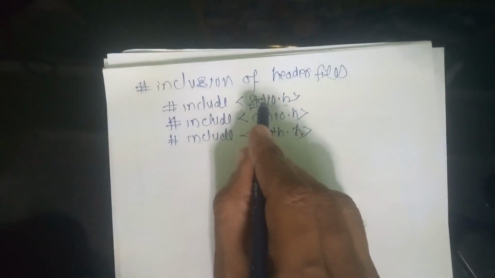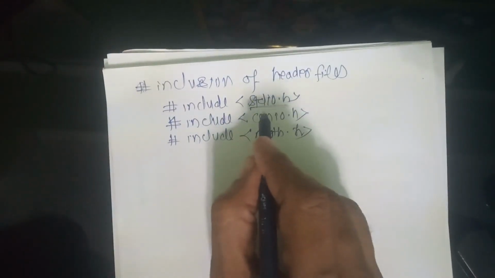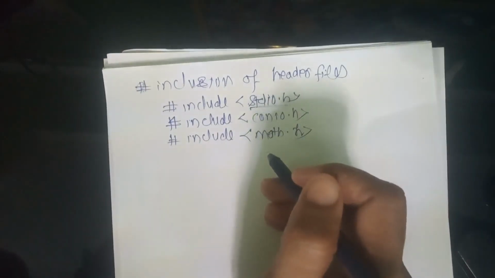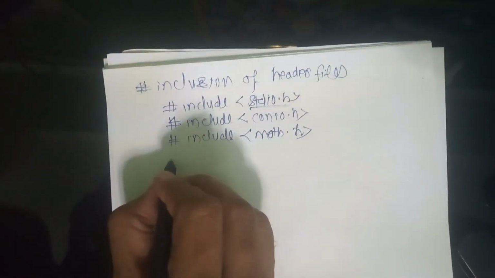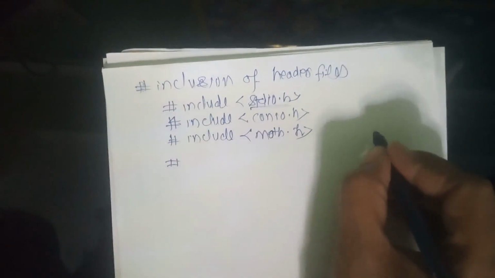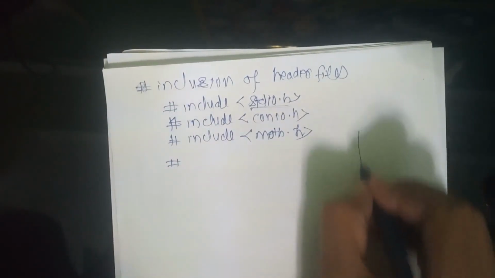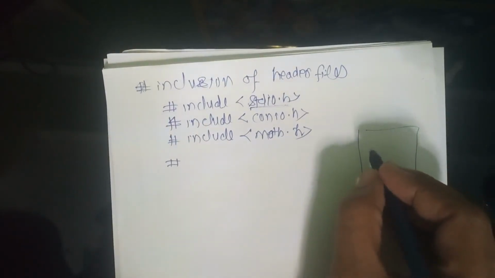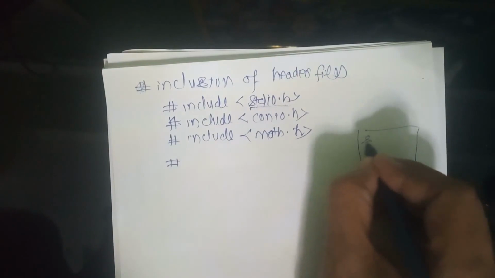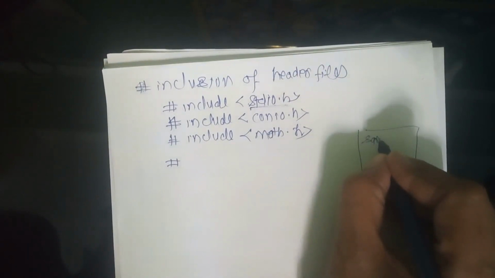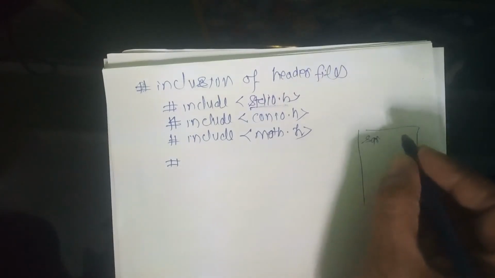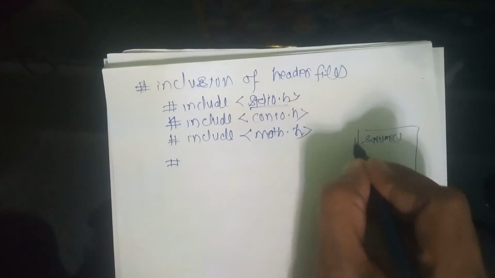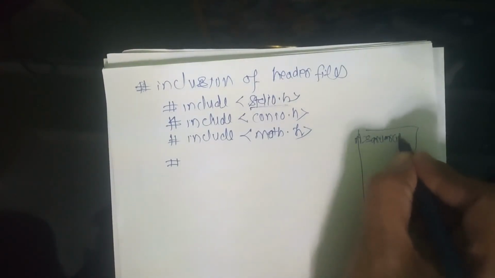So header files are declared only at the top of the program. After that, one more thing: suppose you have defined some functions, your user-defined functions, like a square function that you want to define because it is not in the mathematical header file. So you can define your own square function.